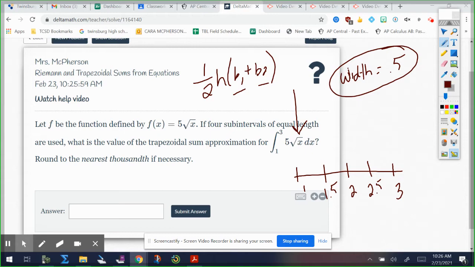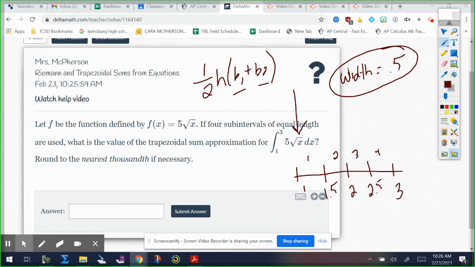So think about my trapezoids. My first trapezoid is going to be here, my second trapezoid is going to be here, my third trapezoid is going to be here, and my fourth trapezoid is going to be here. In my first trapezoid, the first base where x is 1 is going to be used, and 1.5 is going to be used. My second trapezoid, you're going to use 1.5 and 2. My third trapezoid, you're going to use 2 and 2.5. And my last trapezoid is going to use 2.5 and 3 as your x values that create your bases.